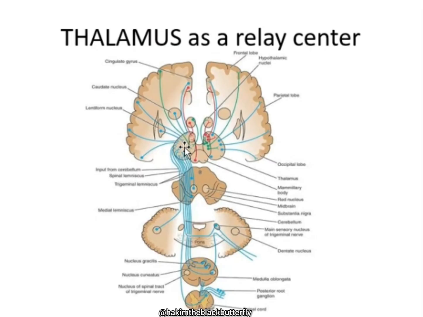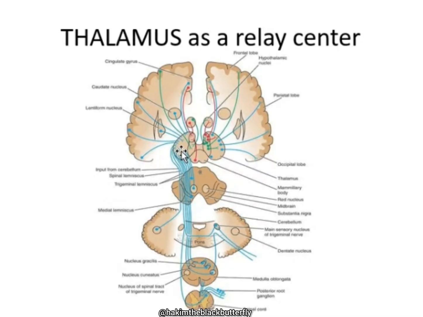So it's a relay center. You do not go to the cerebrum without passing through the thalamus, except for olfactory impulses. That's why they say it's a relay center. That's why you're seeing that information is being taken to the thalamus, and from the thalamus it will be transmitted to the other parts of the brain. That's why they call it the relay center.